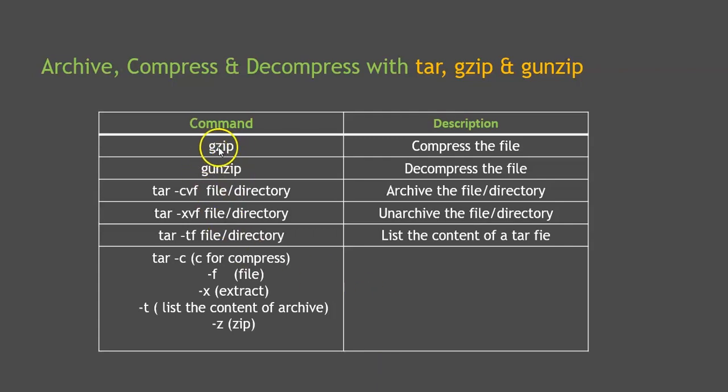So here we used gzip to compress the file and gunzip to decompress the file. But we cannot use gzip command on a directory. Okay, we can use it only on a file. So we should use tar command.